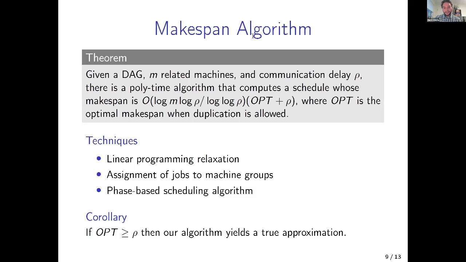As above, we use this LP to assign jobs to groups of machines. And then we run a combinatorial scheduling procedure, which again has to carefully balance these trade-offs of duplication. And we note that if opt is at least ρ, that is, if opt has any communication at all, then our algorithm provides a true approximation.